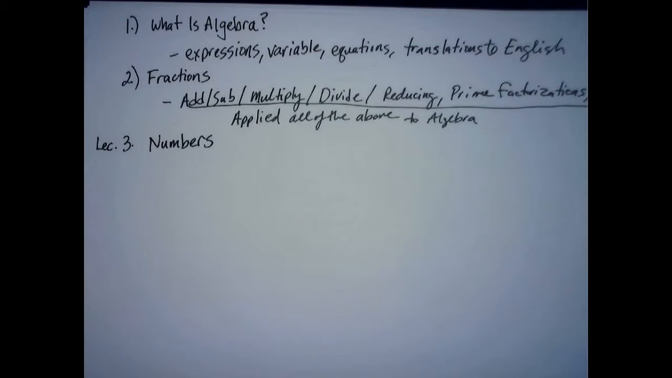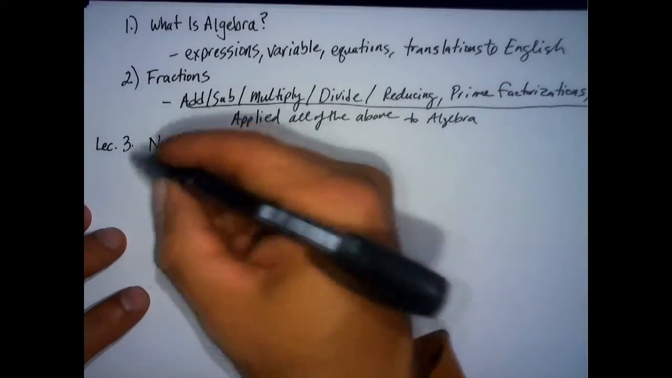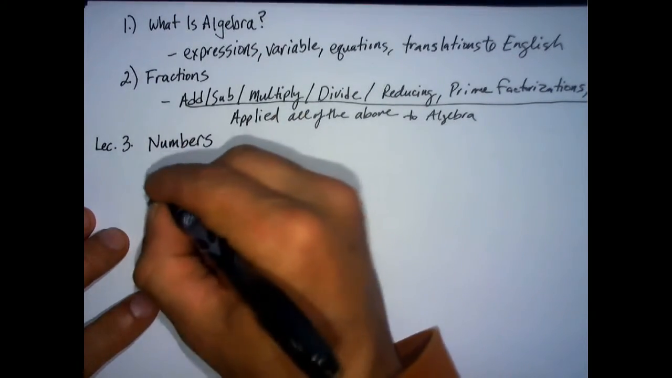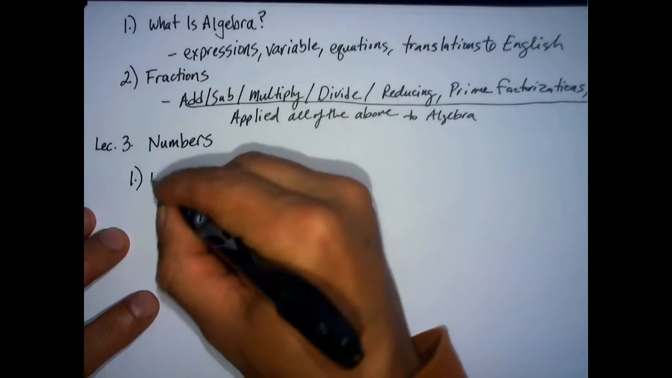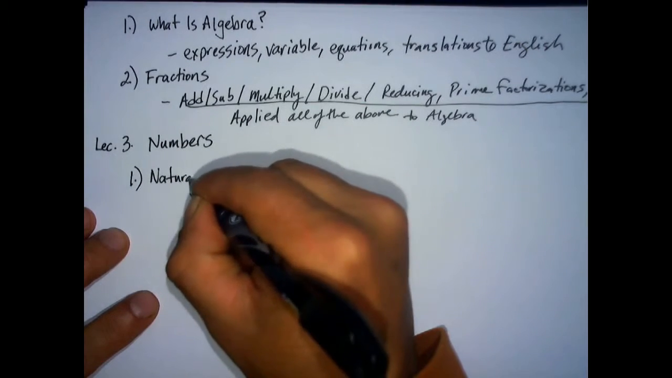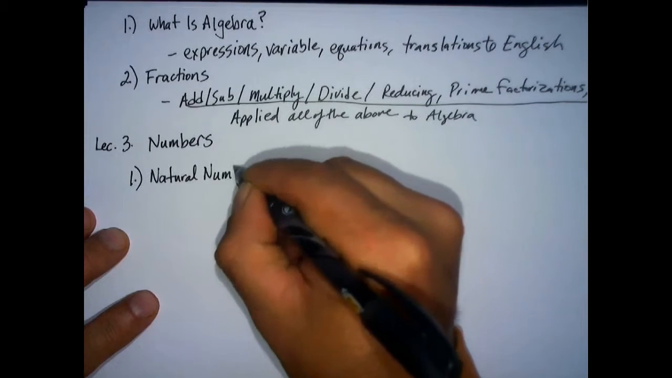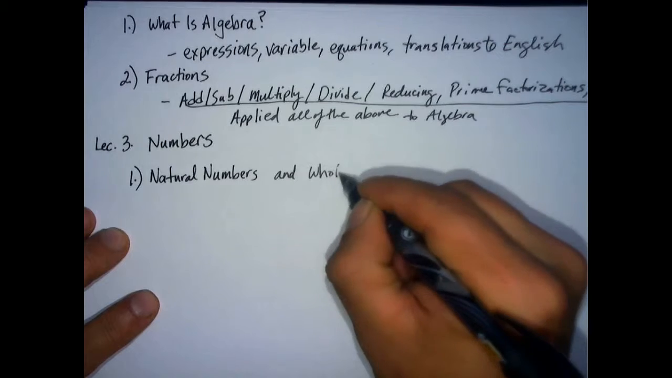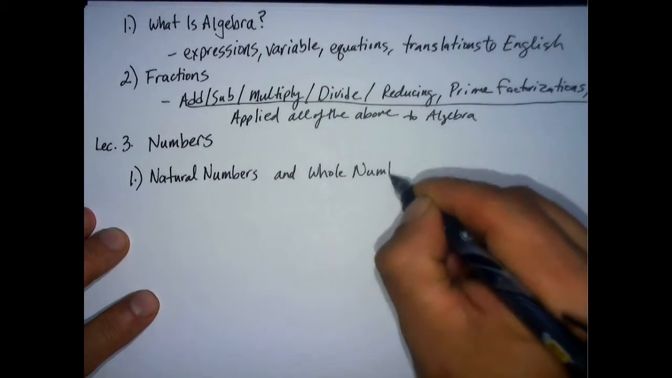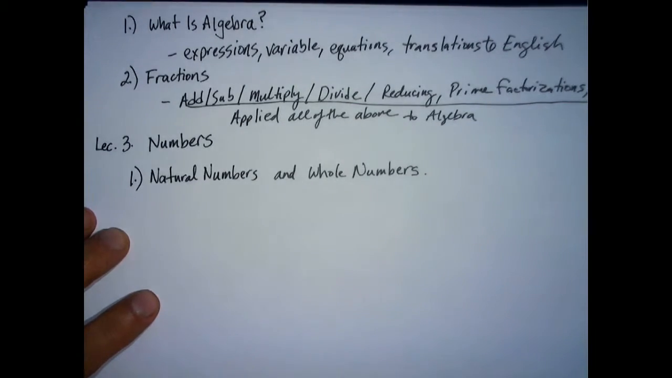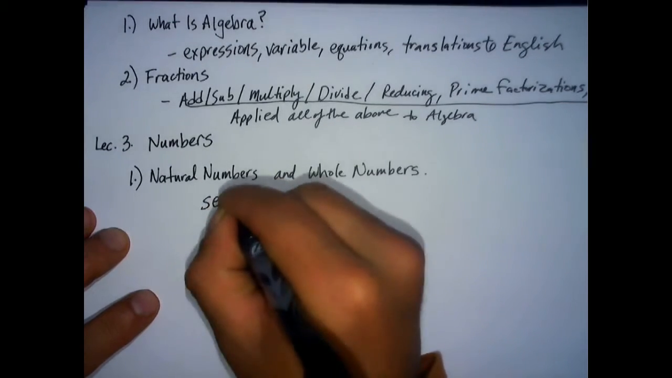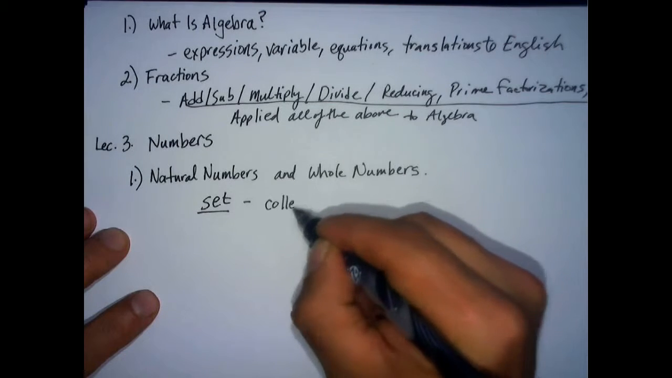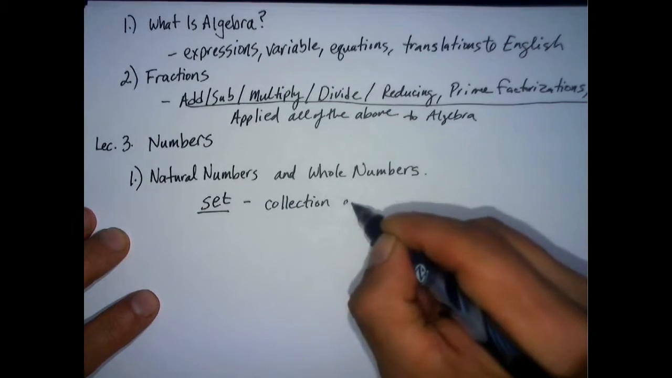Okay, so the first two sets of numbers, and I want to introduce the word set here in a minute, are, and this is the first topic, natural numbers and whole numbers. And when I refer to a set, it is just a collection of things, objects.